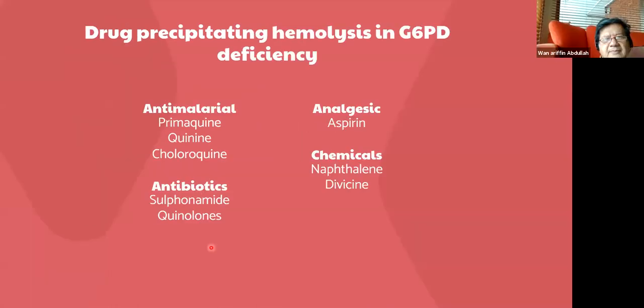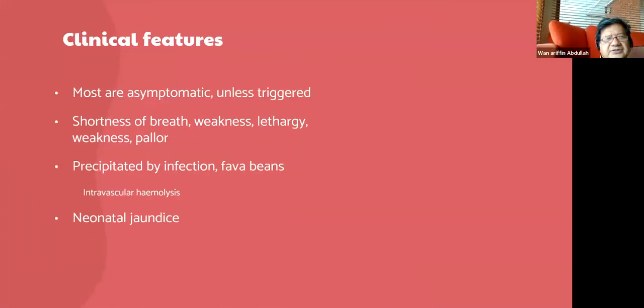Actually, it is a mix. This is a mix of extravascular and intravascular hemolysis. If there is severe hemolysis, then it's mainly intravascular, but it can be extravascular as well. And there is a certain type of G6PD deficiency, because in G6PD deficiency there are many mutations, more than 100 mutations. So different mutations have different severity.